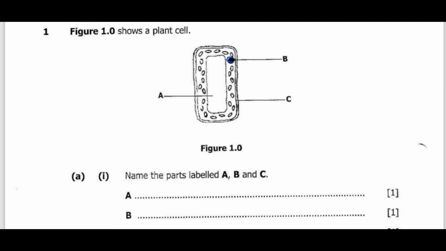So we'll go with A. When you look at this plant cell, you'll find that here, this is the vacuole. So we would say A is the vacuole. Okay, let us move to B. When you look at B in a plant cell, this is the nucleus.